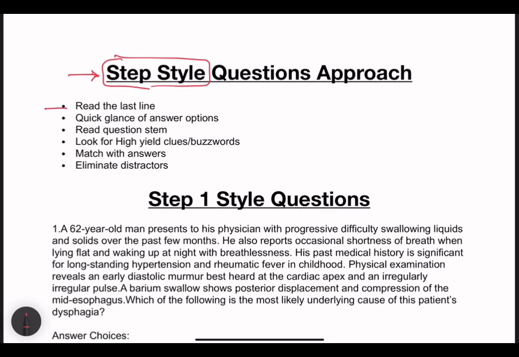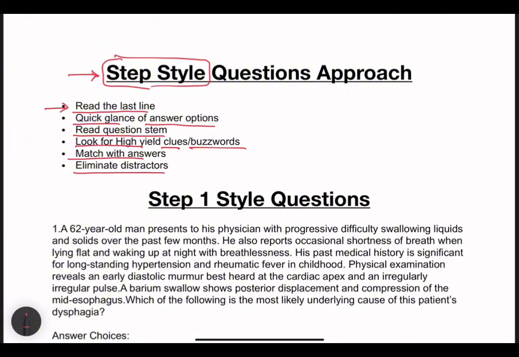Now, the very first thing to do in order to solve the step style question is to read the last line. It will give you an overview of what is asked in the question stem. Then have a quick glance at the answer options. Then go through the question stem. Then look for hidden clues and buzzwords in the question stem, then match it with the correct answer, and at last eliminate the distractors.